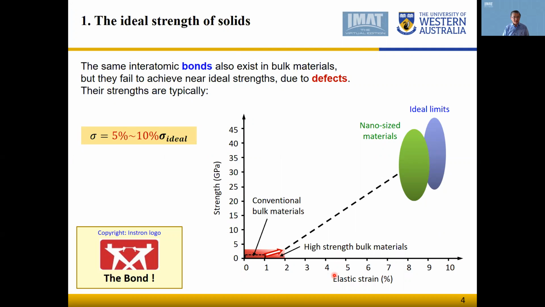However, the question is the same bond between atoms also exists in bulk materials. So in that sense, they should have at least the same potential to achieve such extraordinary strengths and elastic strains, but they don't. In reality, the strengths of bulk materials are typically 5 to 10% of what is possible. And we know the reason why, because they all contain defects.